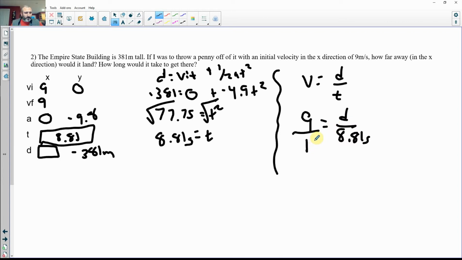So it's just going to be 9 times 8.81, which is going to be 79.29 meters away. That's where it's going to land. 79.29 meters away. All right, so I hope that made sense and we got that.